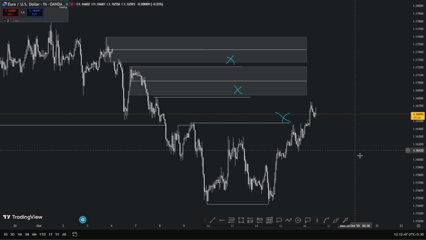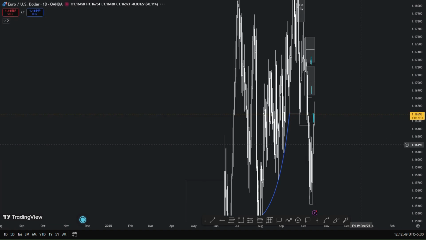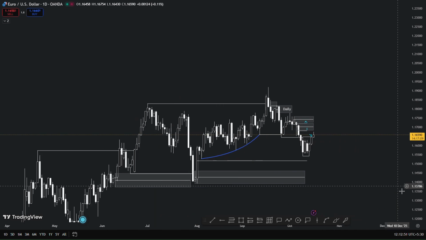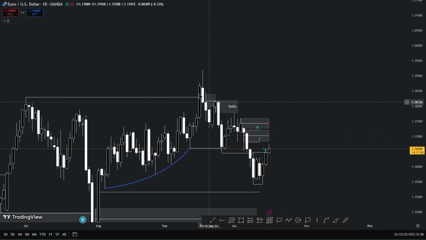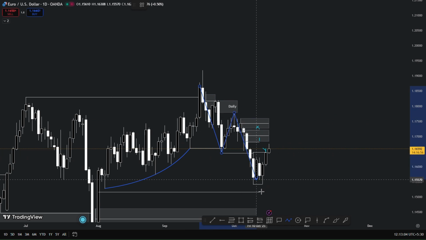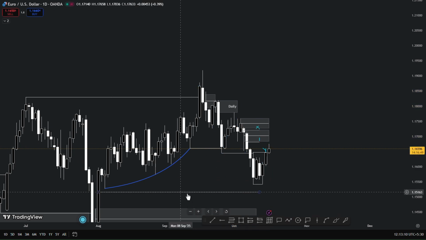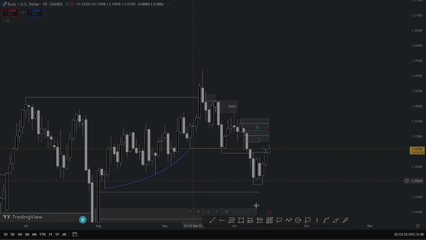As for Euro USD, on daily you can see that the market gave this break of structure. Let me show you. The market gave this break of structure, then a pullback till the daily supply. It then again gave a break of structure. Now it is again giving a pullback towards the daily supply. And let me show you on 4 hour.